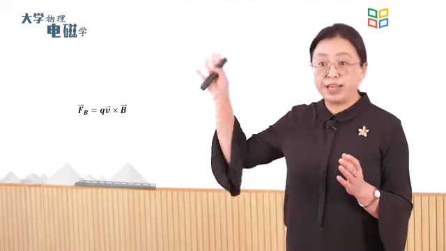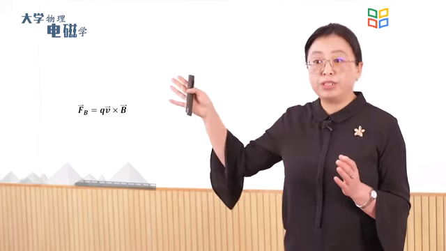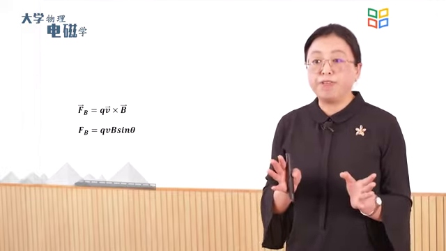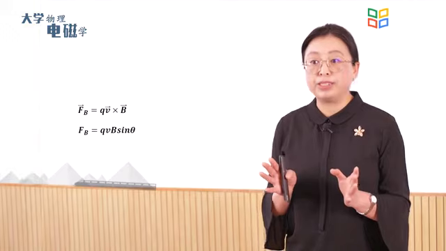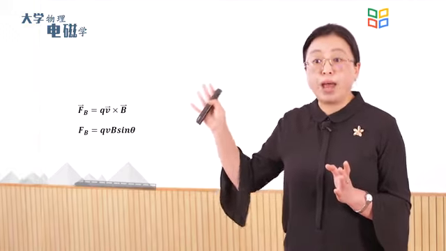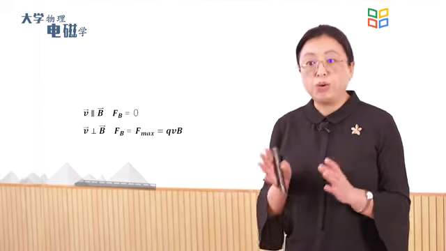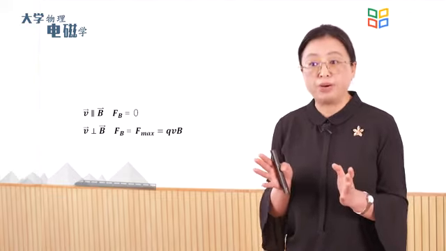Based on these experimental results, we could summarize the relationships of Fb, V, and B, which is expressed by this vector equation. FB equals QV cross B. From the vector equation, the magnitude of the magnetic force on the charged particle is QVB sine theta, where theta is the angle between V and B. From this expression, we see that FB is 0 if V is parallel or antiparallel to B and reaches maximum value when V is perpendicular to B.